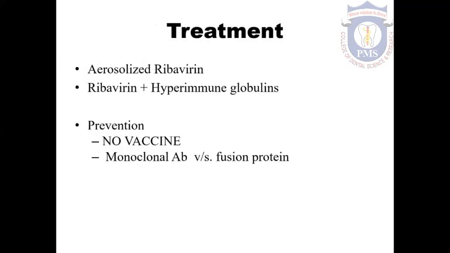Treatment: aerosolized ribavirin or ribavirin plus hyperimmunoglobulin. There is no vaccination available. Monoclonal antibody against fusion protein is a choice. Supportive care is also needed, such as removal of secretions, administration of oxygen, bronchodilators, and ventilatory support.